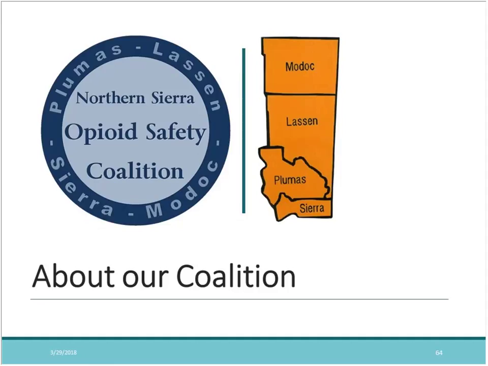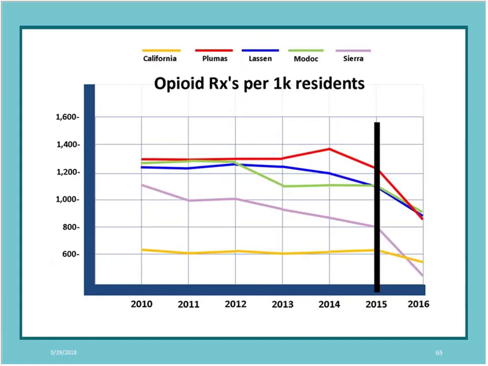And on closer look, a lot of these folks that were dying also had really high prescriptions themselves. This is a graph of all four of our counties: Plumas, Lassen, Modoc, and Sierra. It shows over a six-year period what our prescribing rates were. We compare it to California's rate, the yellow line at the very bottom. California, although it's risen, has stayed somewhat steady in the number of prescriptions per 1,000 residents, between about 600 and 700.